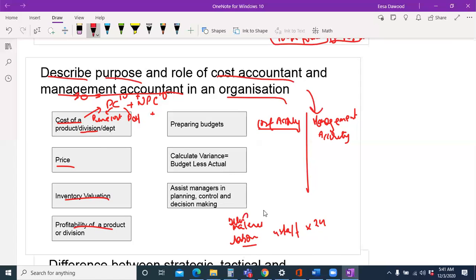He'll provide you a set of invoices. From there you will trace the invoices and calculate the cost of that particular division. You should know the basis of calculation.